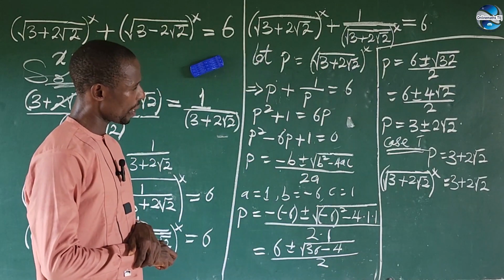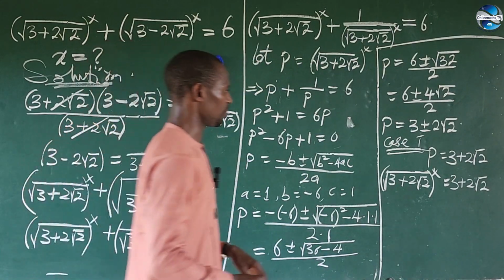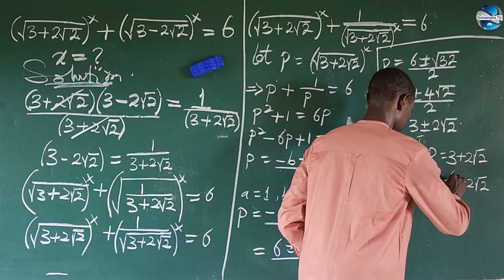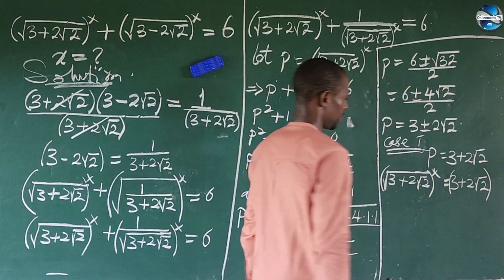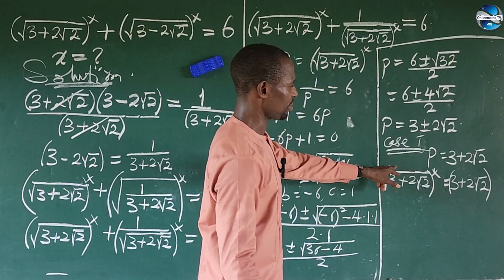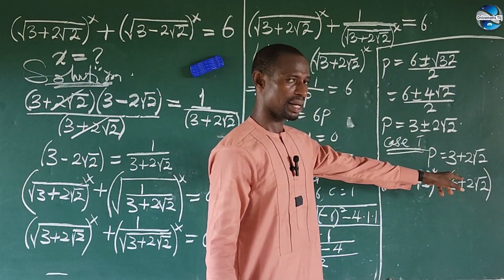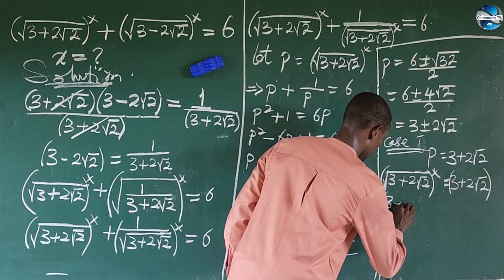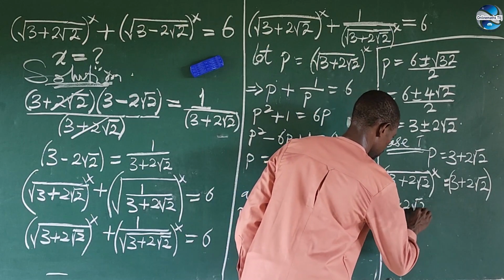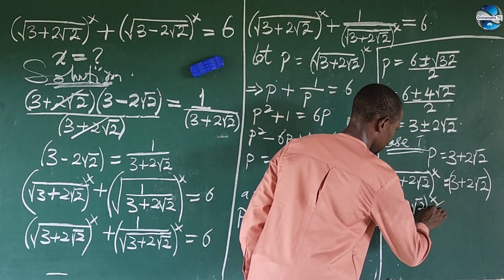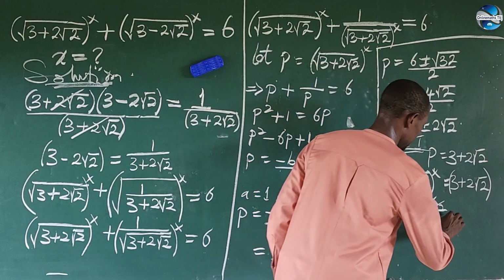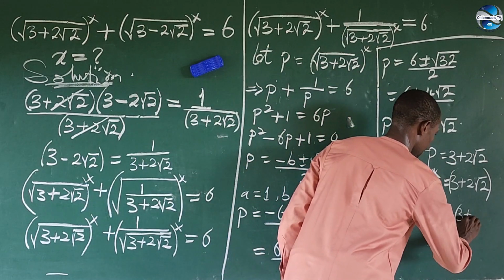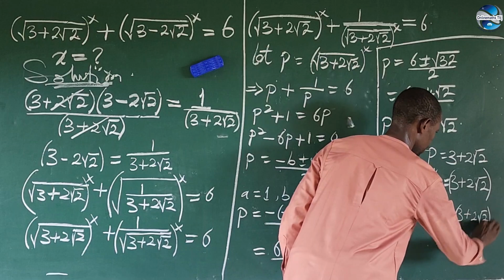So what do we do here? Now take note of this. You discover that what we have in here is the same thing we have here. So let's put this in brackets. We have to eliminate this radical by writing it out. So we can rewrite this as bracket 3 plus 2 root 2, to the power of x over 2, is equal to bracket 3 plus 2 root 2.